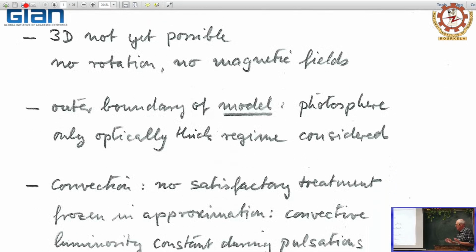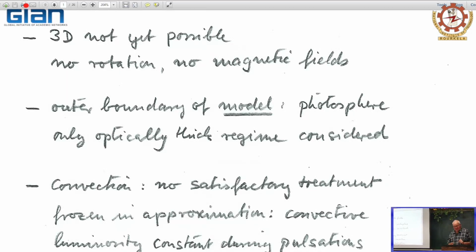Well, as always in the past lectures, the outer boundary of the model will also be the photosphere. Any stellar model we have considered so far has as its outer boundary the photosphere. That means we do only consider the optically thick part of our star.